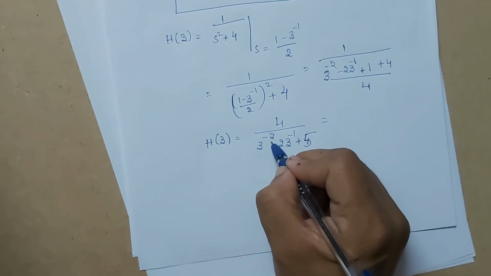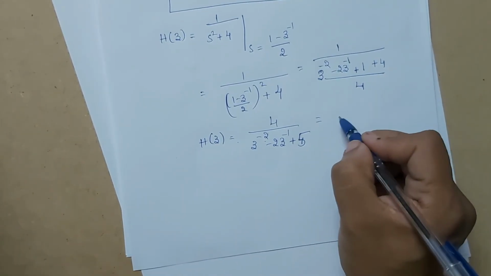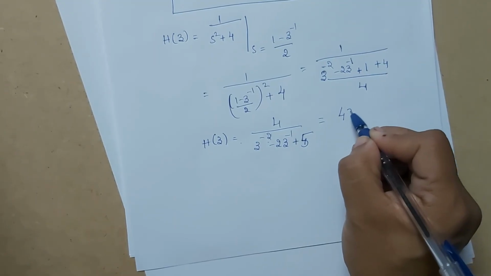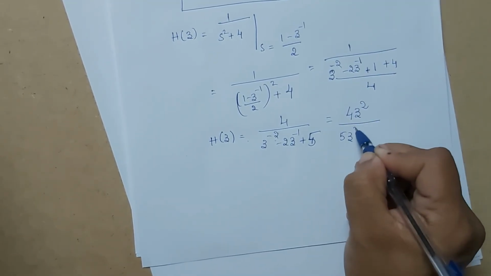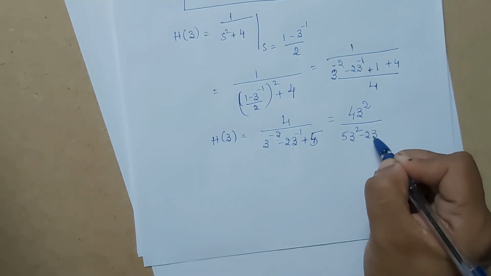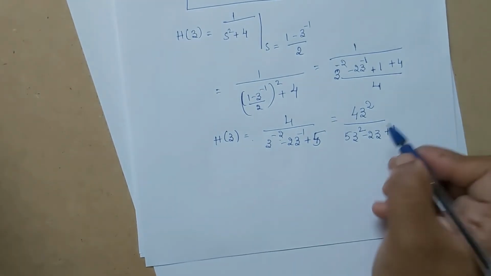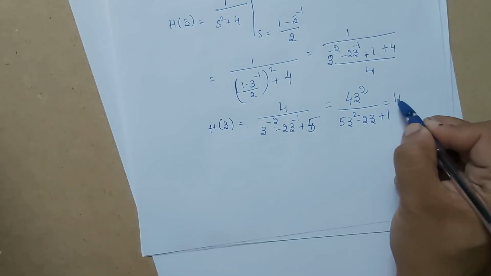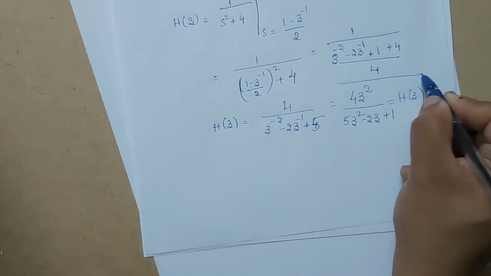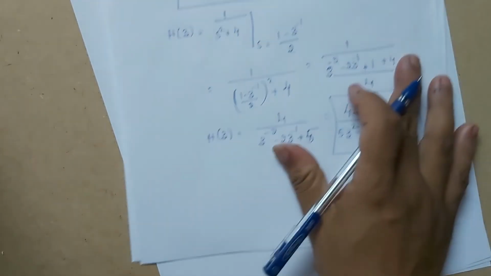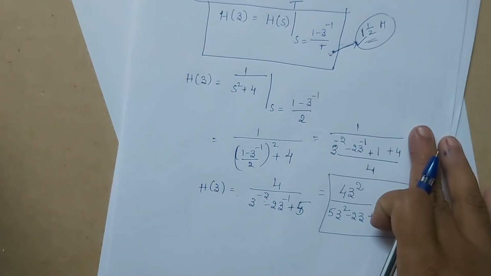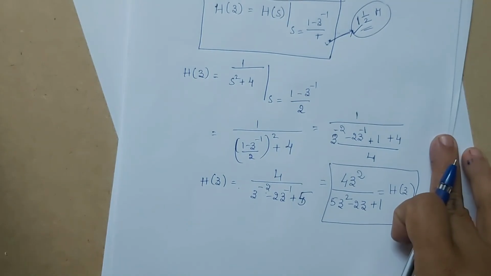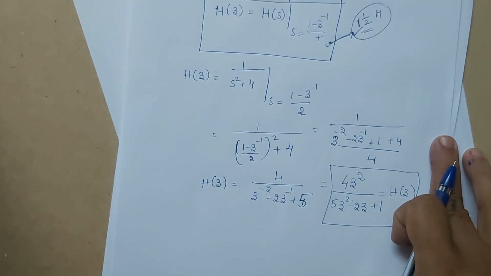And if you take out z square outside, it can be written as 4z square divided by (5z square minus 2z plus 1). So this is our H of z. Finally you have achieved your transfer function. So problems on the derivative approximation method are as simple as this. I hope you understood this one.